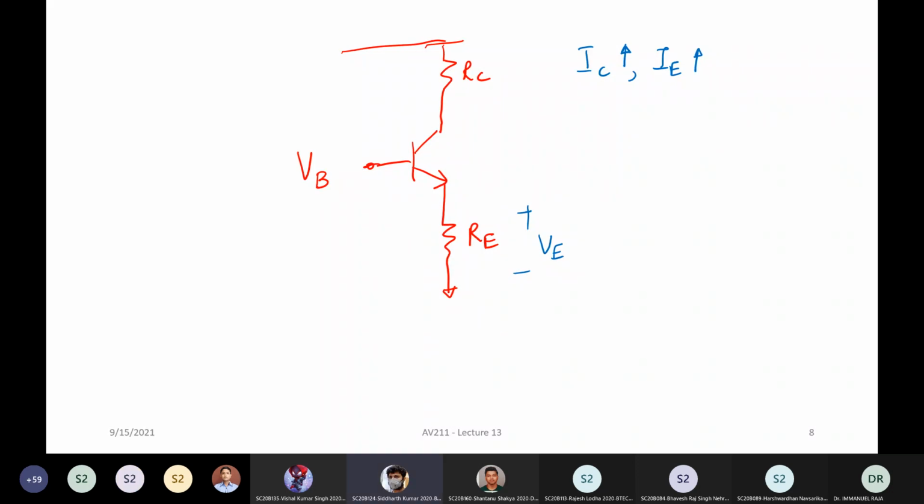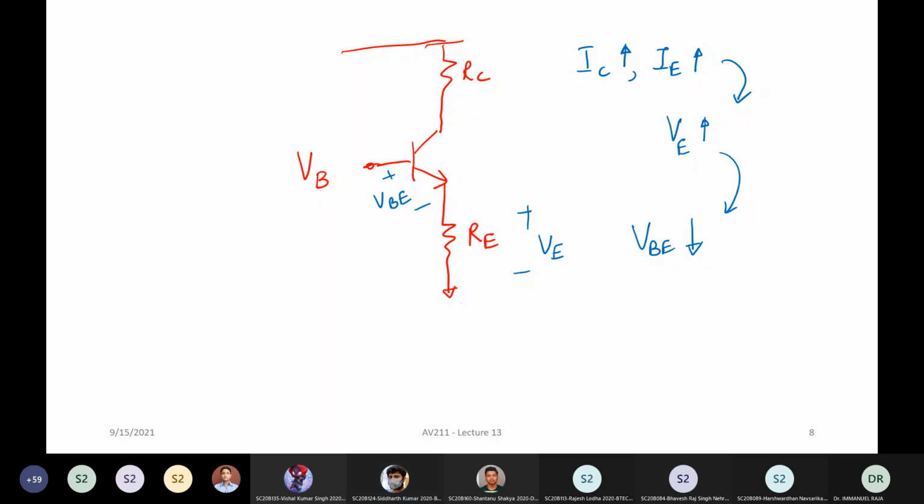Increase. So this will lead to VE increasing. Now, if VE increases, what happens to your VBE, the base emitter voltage? This will decrease.